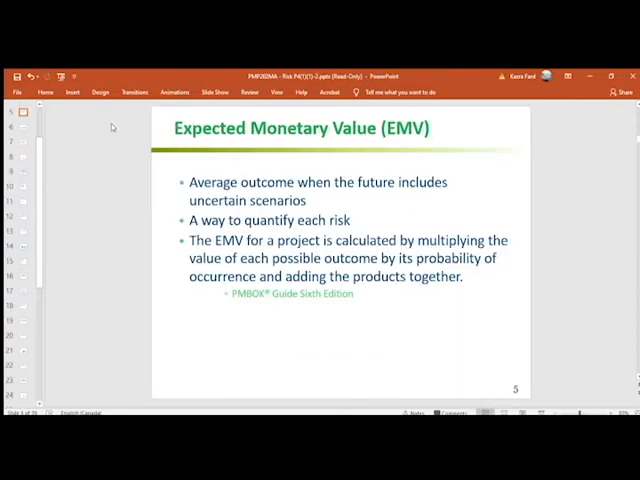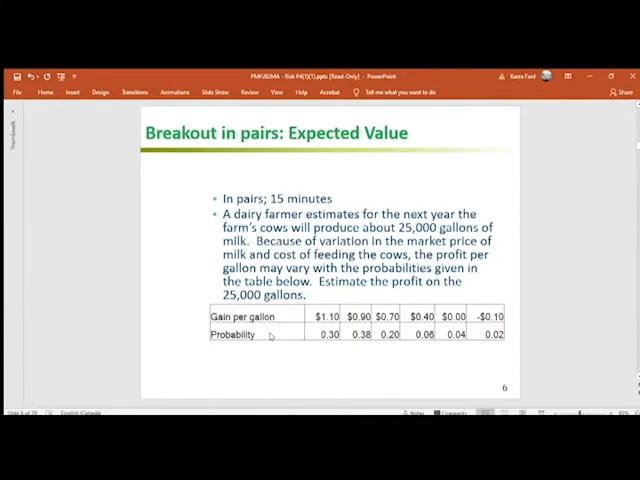The next tool that we have is expected monetary value. This tool looks into finding an average of the outcome of an event. So let's go over an example which will help us understand this better. In our example here, a dairy farmer estimates for the next year the farm's cows will produce about 25,000 gallons of milk. Because of variation in the market price of milk and cost of feeding the cows, the profit per gallon may vary with the probabilities given in the table below. Estimate the profit on the 25,000 gallons.